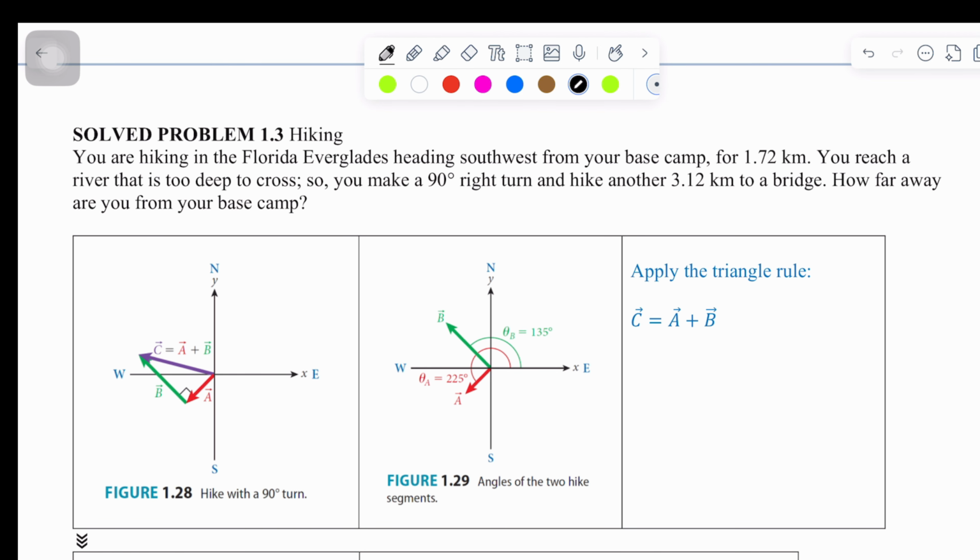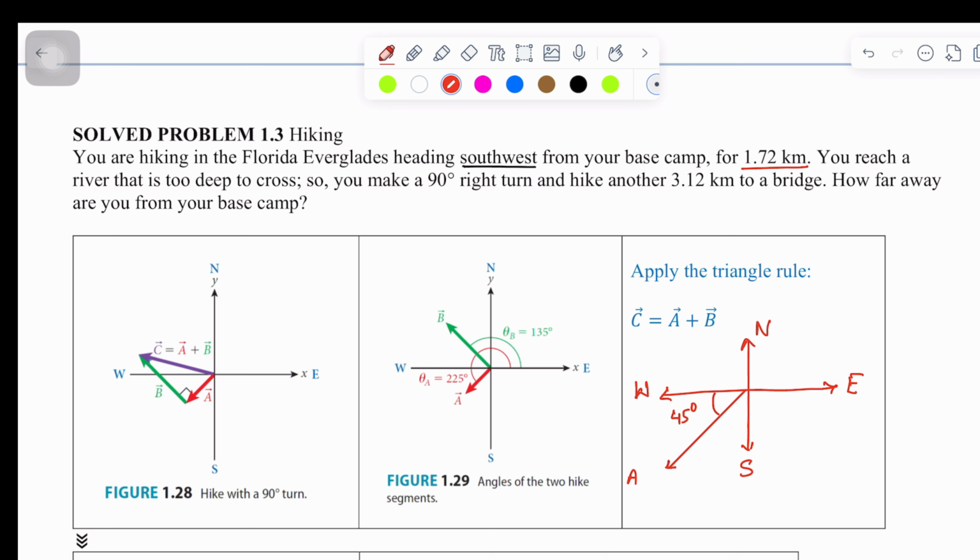You are hiking in Florida Everglades, heading southwest. Okay, this is the keyword. What you need to understand here is all the directions. This is your north, this is your south, here is your east, and here is your west. Let's say, guys, southwest. What is the southwest? Can I say this is the southwest? Yes or no? Easy. Now my question is, what is this angle? Can I say 45 degree? Easy to understand because it is just dividing your west and south exactly in half.